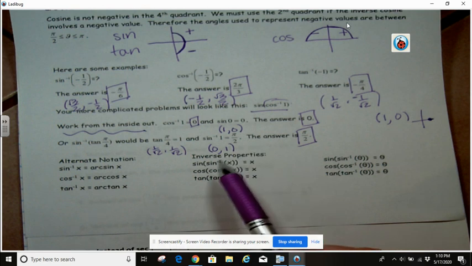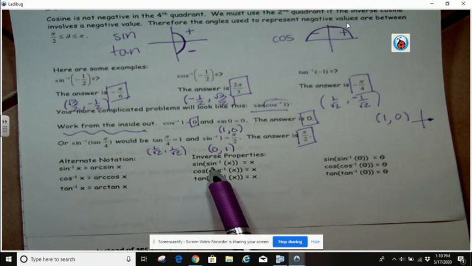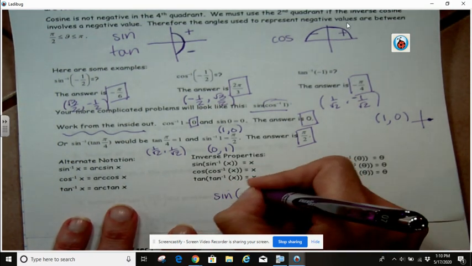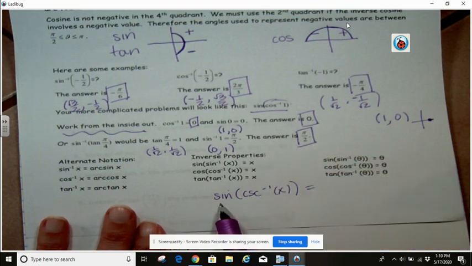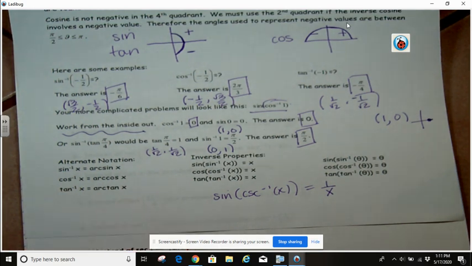Some shortcuts. The sine of the inverse sine, they just undo each other. It's like having a square and a square root. Cosine of the inverse cosine, tangent of the inverse tangent. So if you have a regular trig function and it's an inverse, they just undo each other, and whatever value you're given is your answer. Also, if they were reciprocals, so let's say I had the sine of the inverse cosecant of x. Since these are a regular trig function and an inverse trig function, but they are reciprocals of each other, then my answer would be the reciprocal of x. Okay, so those are just some other things that come up that are shortcuts.